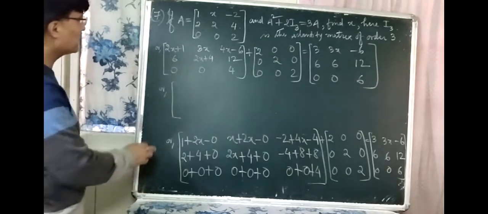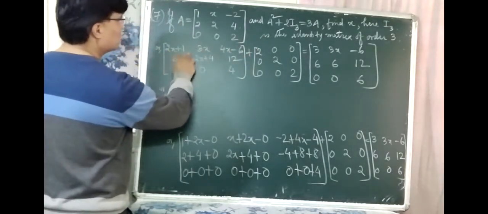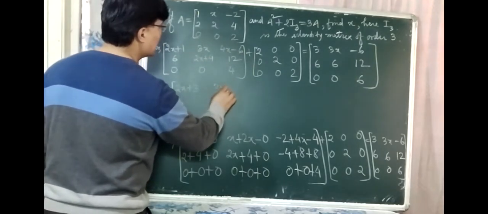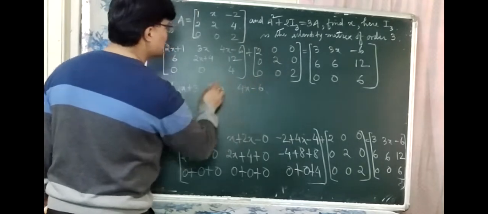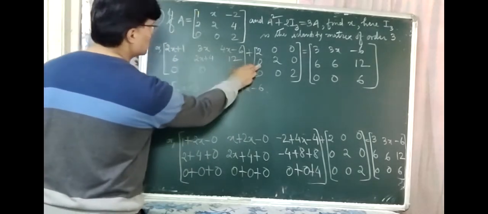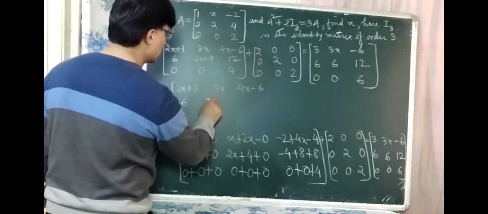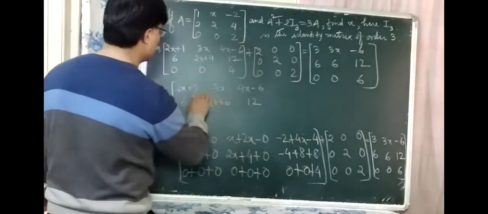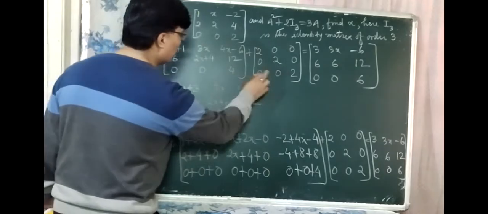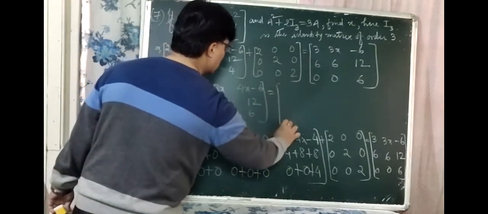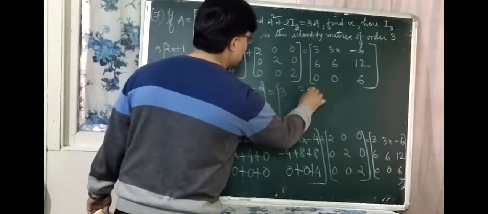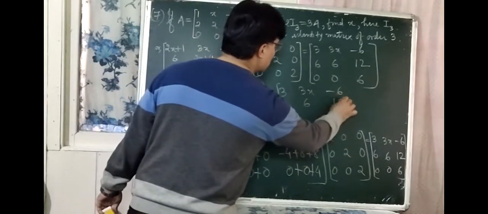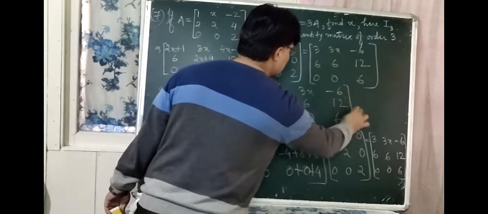You can add them. This is 2x plus 1 plus 2, which is 2x plus 3, then this is 3x, 4x minus 6, right? Next 6 plus 0, 6, 2x plus 4 plus 2, this is 2x plus 6, right? 12 plus 0 is 12, next 0 plus 0, 0, 0 plus 0, 0, 4 plus 2 is 6, which is equal to, now on the right hand side it is 3x minus 6, okay? Then 6, 6, 12, 0, 0, 6.